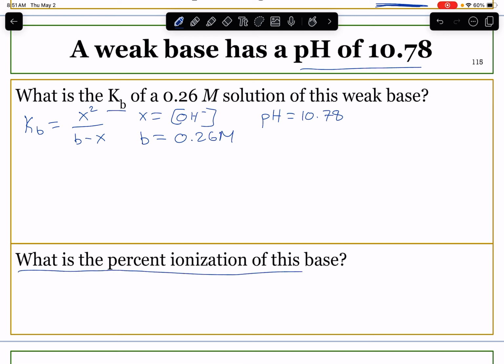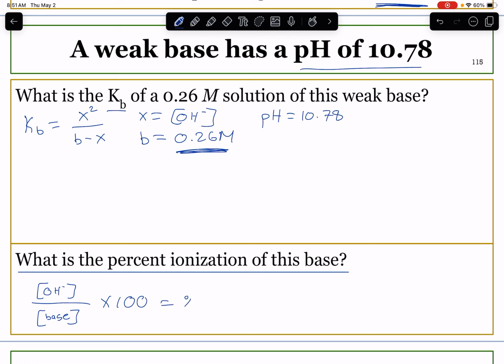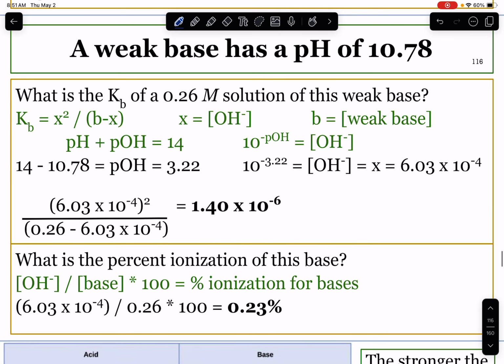Then, what is the percent ionization of this base? Percent ionization of a base is going to have the hydroxide over the concentration of the weak base, which in this case is the 0.026, because it's all the same solution, times 100, and that's equal to percent ionization. Pause to see if you can work this problem. And here are your answers. The Kb of the weak base is 1.4 times 10 to the negative 6, and then you take your hydroxide value and use that in the second part, and we get 0.23%, less than 1% that this base ionized.